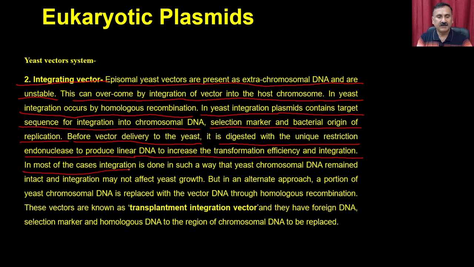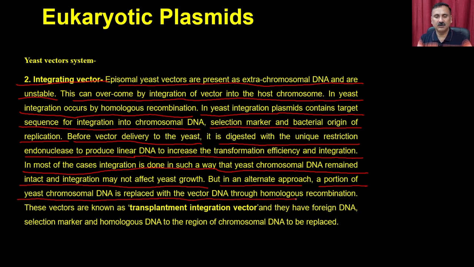In most cases, integration is done in such a way that the yeast chromosomal DNA remains intact and integration may not affect the yeast growth. But in an alternate approach, a portion of the yeast chromosomal DNA is replaced with the vector DNA through homologous recombination. These vectors are known as transplacement integration vectors, and they have the foreign DNA, selection marker, and homologous DNA to the region of chromosomal DNA to be replaced.